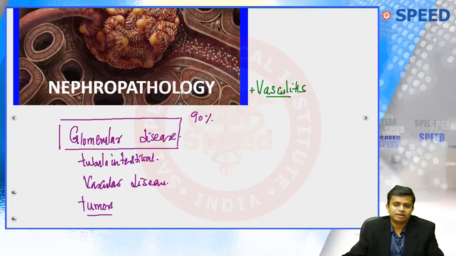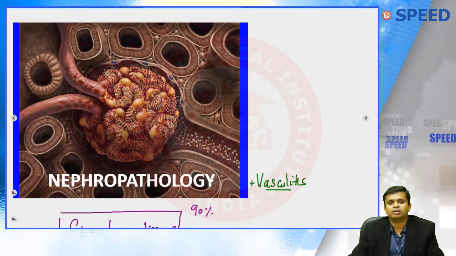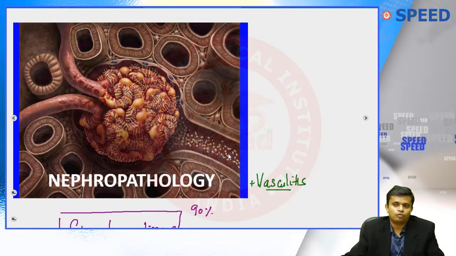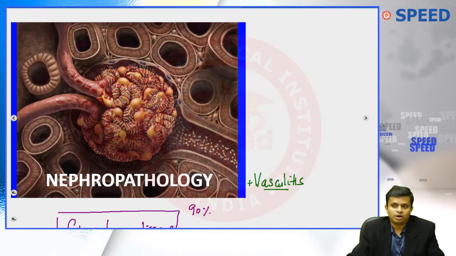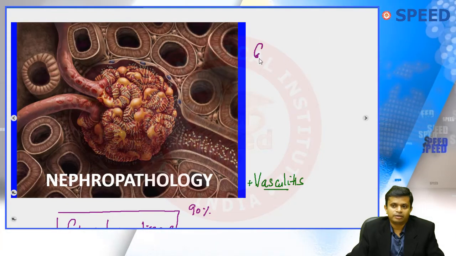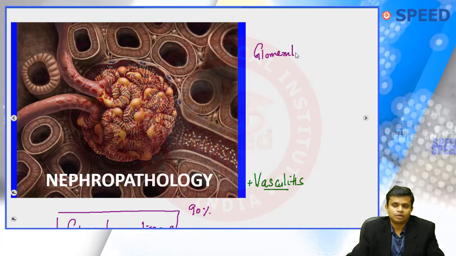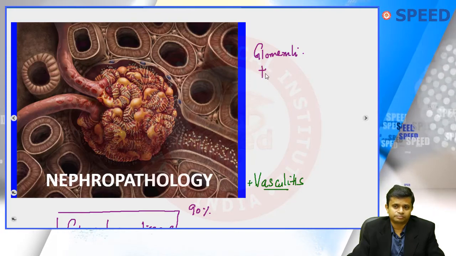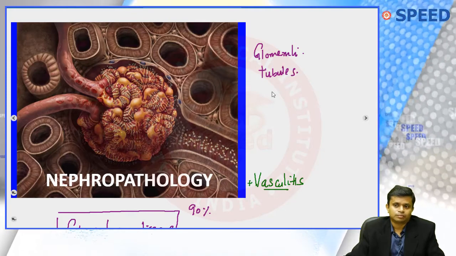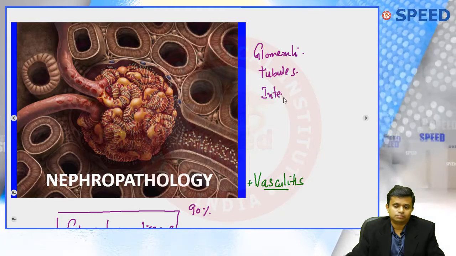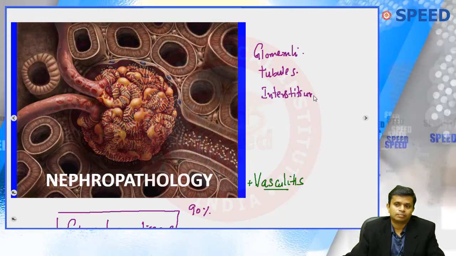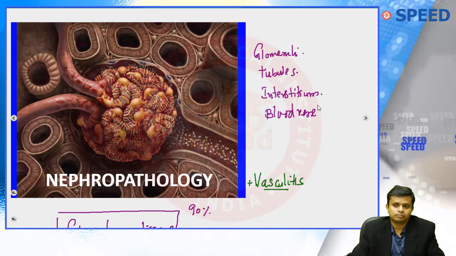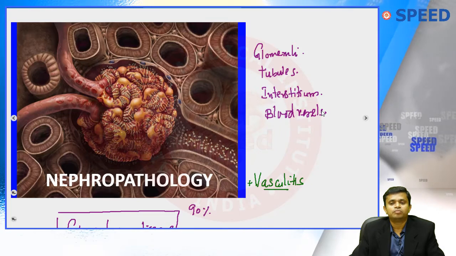So what is this kidney diseases primarily focused on? I want you to just remember, kidney is made up of only 4 compartments. What are the 4 compartments? We should know. The 4 compartments are glomeruli. Glomeruli is plural, glomerulus is singular, tubules, interstitium, blood vessels. I want you to just remember these points.